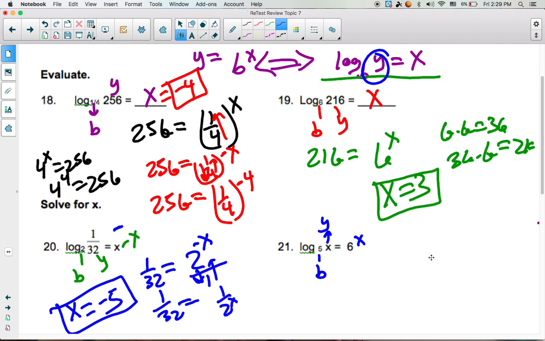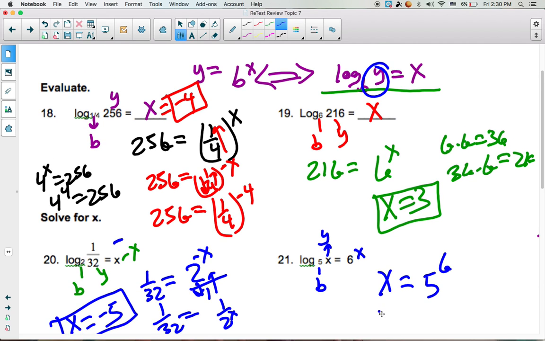It starts out with the y value, so that would be x is equal to our base, which is 5, raised to the power of 6. So to figure out this x value, we just need to figure out what is 5 to the 6th power. You just type that on your calculator, and you'll get 15,625.